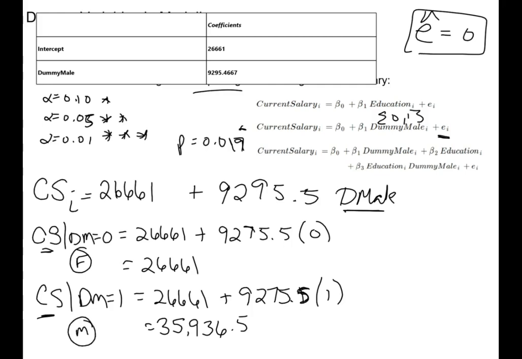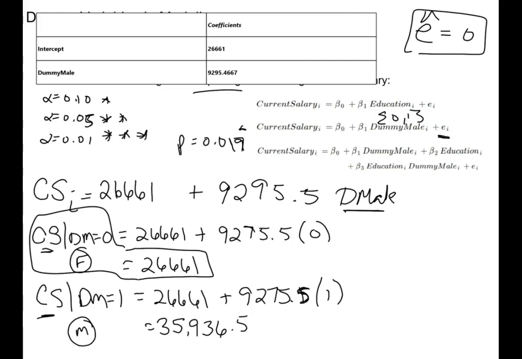So all I'm doing is just plugging the value in, right? Recall, when dummy male equals 0, I'm plugging a 0 in here, and then just using my estimated values, and I got 26,661. Actually, that's the intercept, right? The intercept represents the average current salary of females, right?